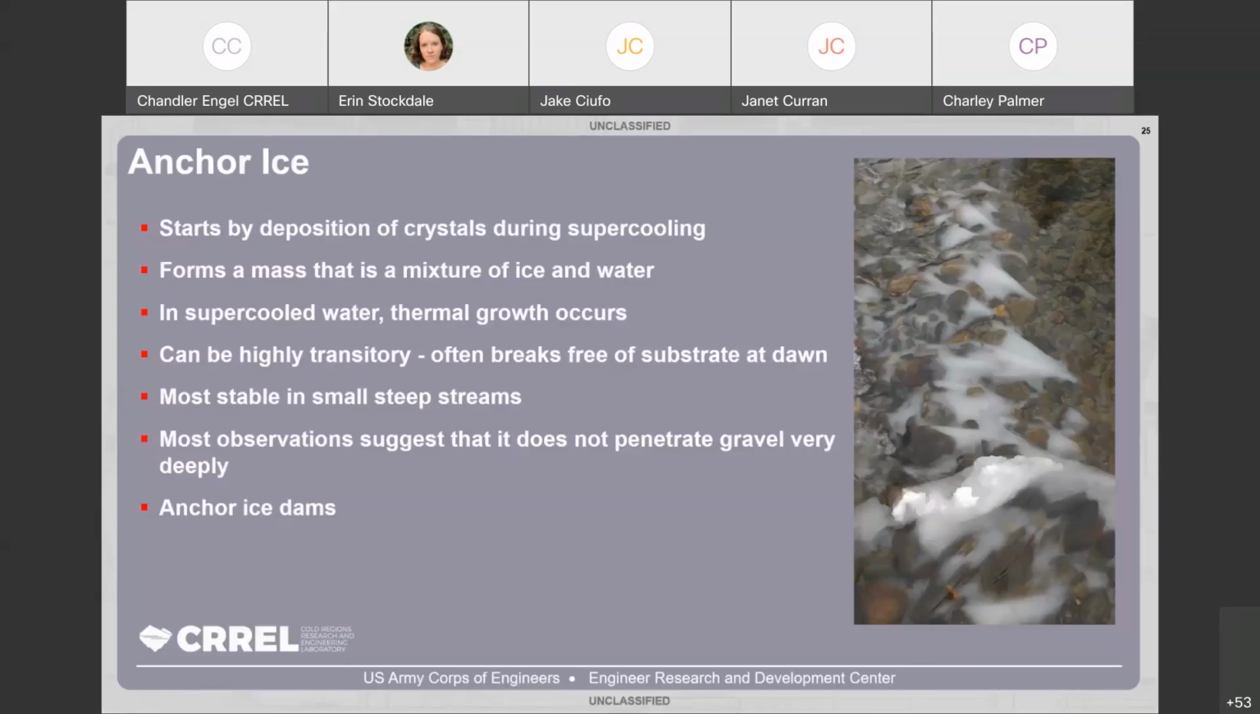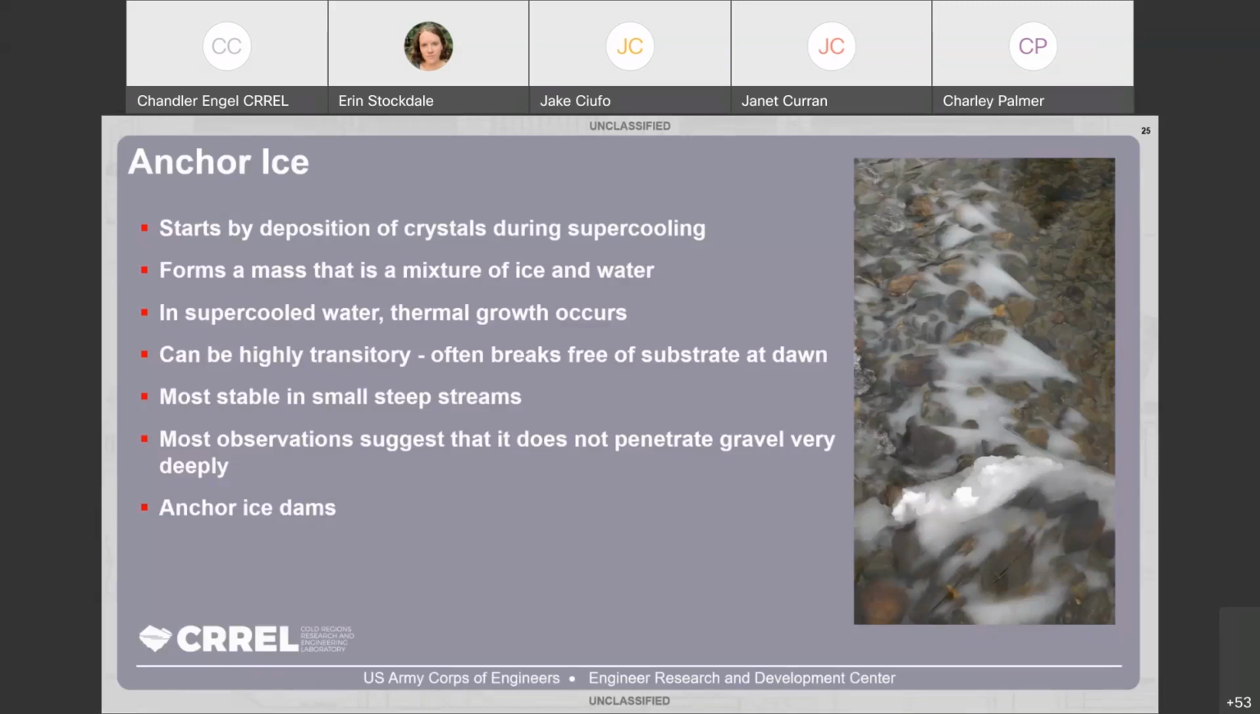So first we'll start with Frazil in suspension that can accumulate on the bottom of the stream. This is what we call anchor ice. This is a depositional process. The mass of ice that forms on the bottom is a mixture of both ice and water, so it can allow some flow through it. It's somewhat porous, but not very. And it can significantly affect the stage of a river because it isn't really that permeable.